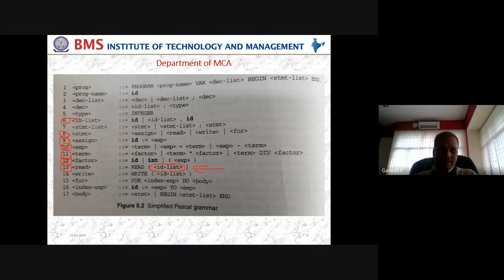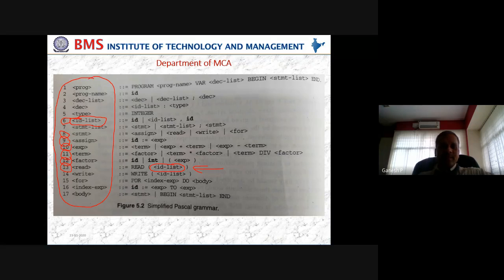So ID list is here. ID list is a non-terminal symbol. This is another way of making out whether it is a terminal or non-terminal. All the symbols on the left hand side, if you observe, are all non-terminal, meaning that they have another definition. But on the right hand side, some are terminal, some are non-terminal, that you can make out. Whatever you see on the left hand side is a non-terminal symbol because it is enclosed in angle brackets.